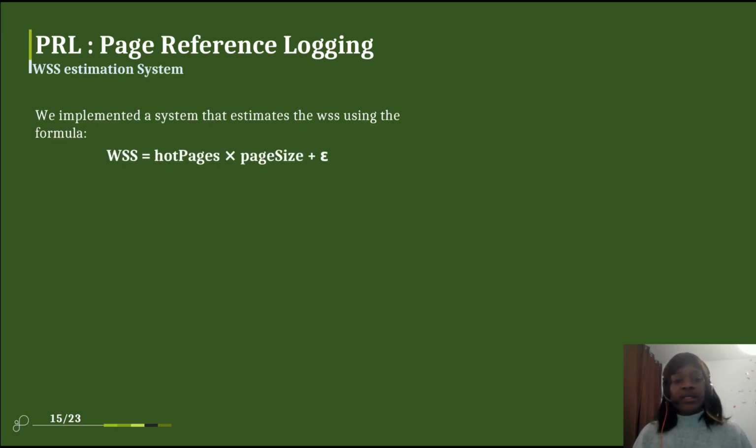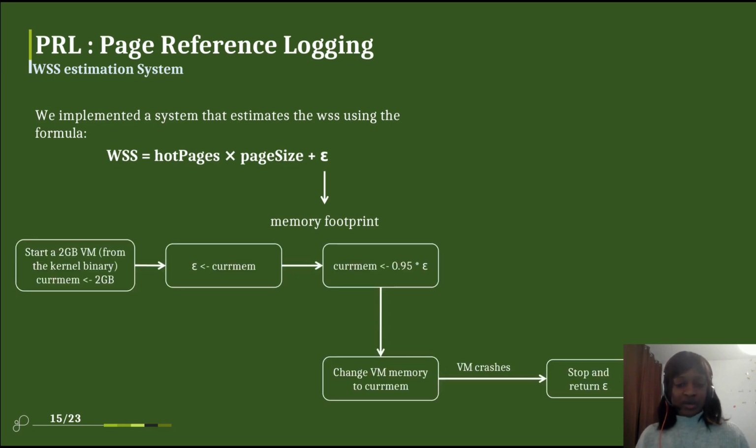We implemented a working set size estimation system that leverages PRL to estimate the working set using this formula, where epsilon is the memory footprint and could be determined using the following algorithm. Start a virtual machine with an initial amount of memory. Allocate 95% of this amount to the VM. If the VM crashes, then stop. Else, restart the algorithm until the VM crashes and get the memory footprint.